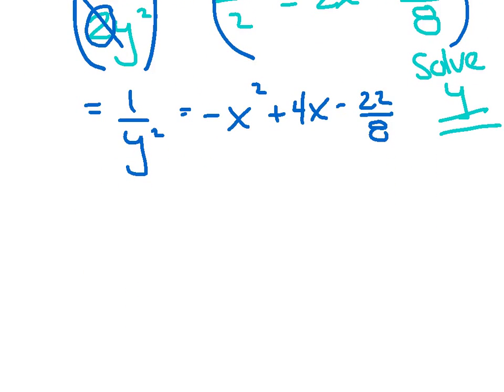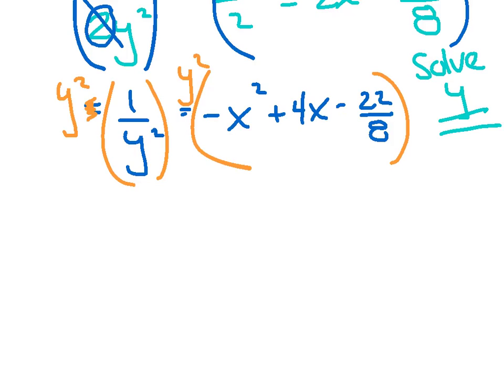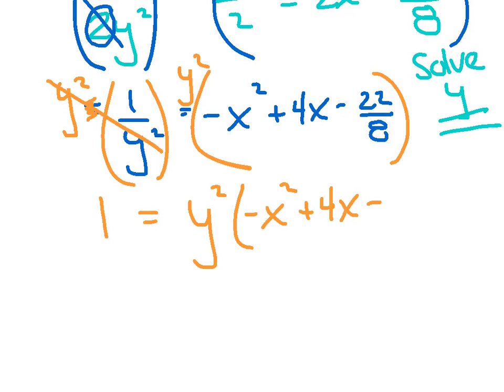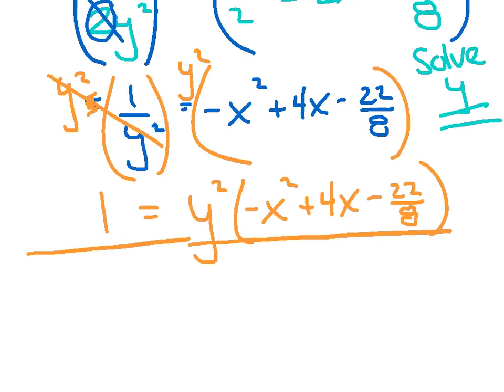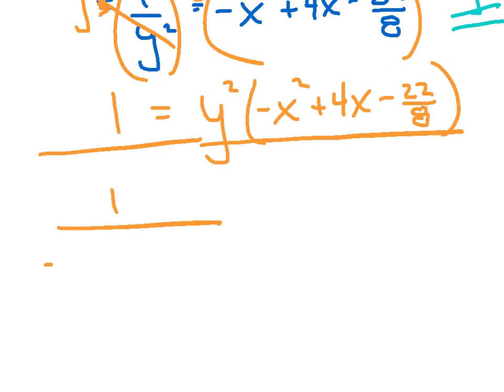All right, still trying to get y by itself. So again, I'm going to multiply both sides by y squared. Kill that equal sign there. Multiply this by y squared, so that kills those. I've got 1 equals, and I'm not actually going to multiply this through. That wouldn't actually benefit me at this point because my goal is to solve for y. So I'm just going to say times y squared, and then to get y squared by itself, I'm going to divide both sides by that amount. So I'm going to get 1 over negative x squared plus 4x minus, I'm just going to reduce that fraction, 11/4 equals y squared. Okay.